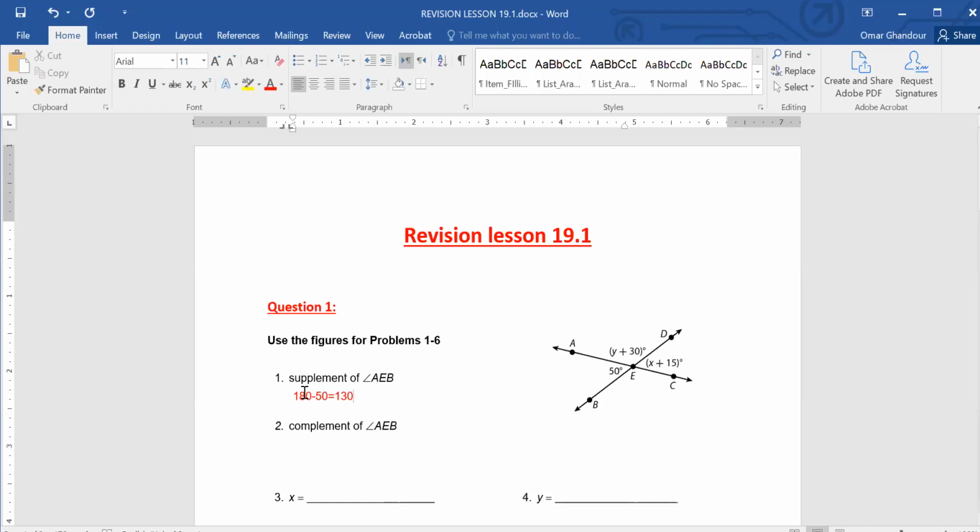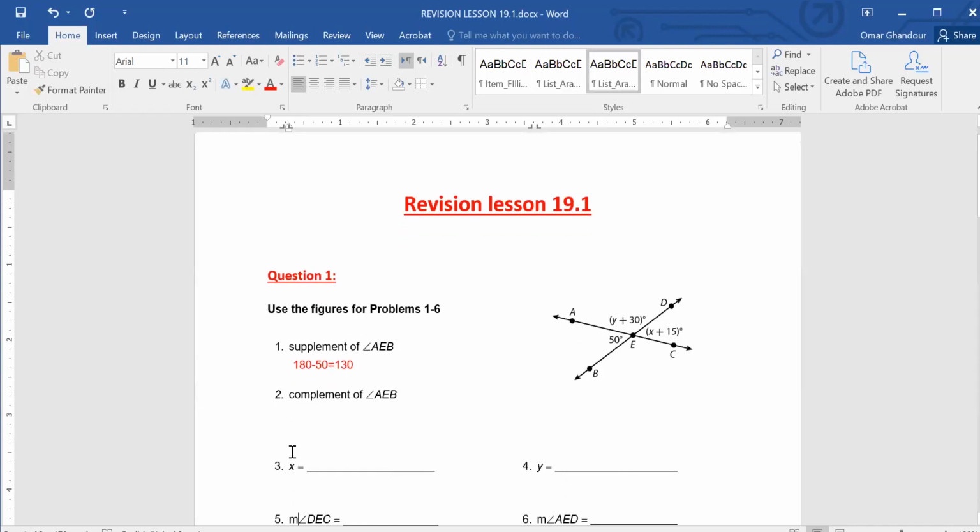Okay, very well. I will leave number 2 for the online session. Question 3. Find the measure of angle x. How can I find the measure of angle x?